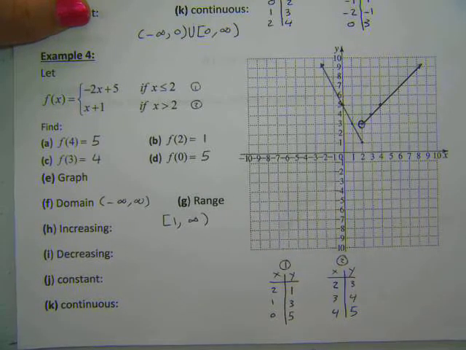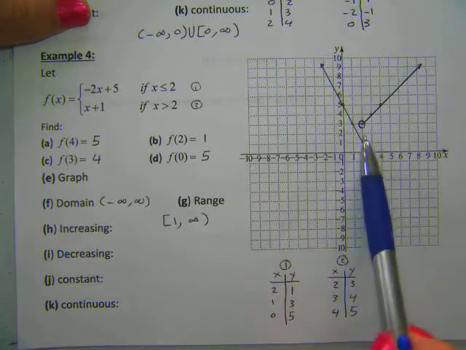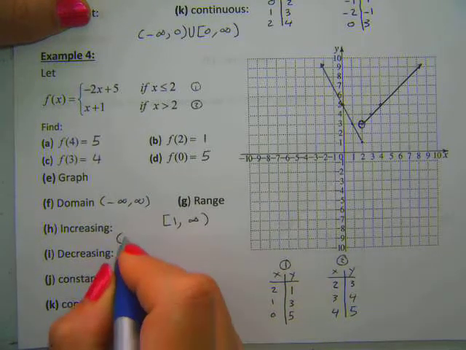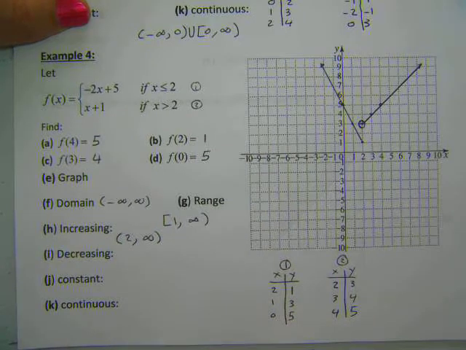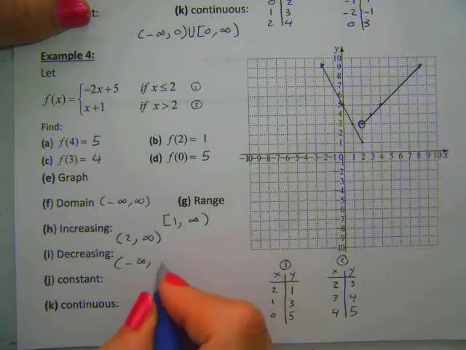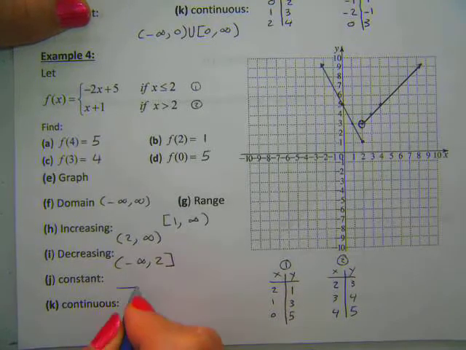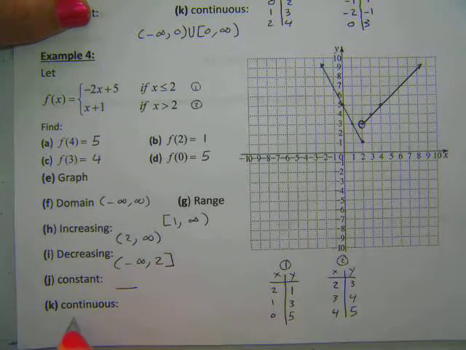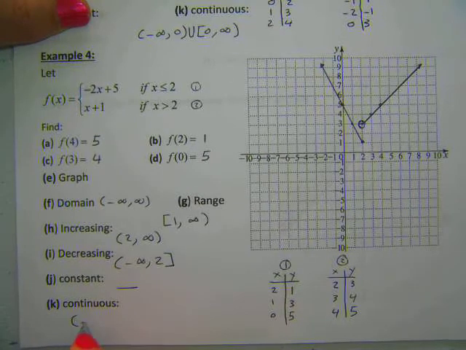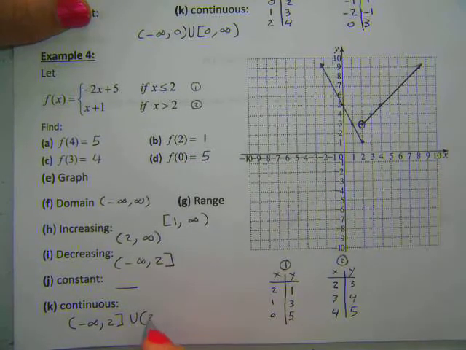Where is the function increasing? Let's see, going down here, then it's going up. So it's increasing from 2, but not including 2, to infinity. It is decreasing from negative infinity to 2, including 2. It's not constant anywhere. Where is it continuous? It's continuous from negative infinity to 2, including 2, and not including 2 to infinity.